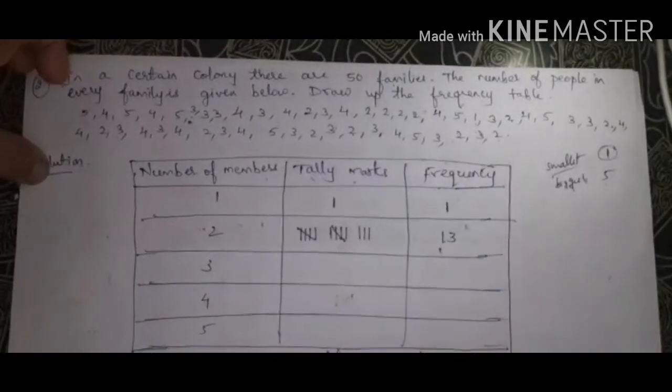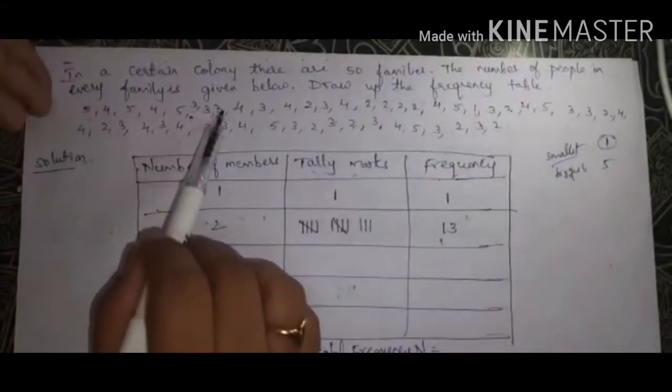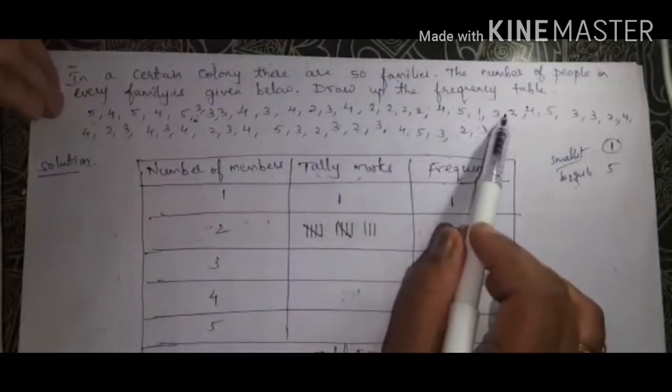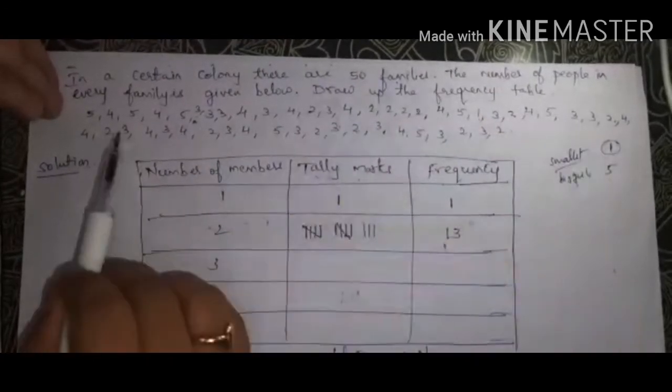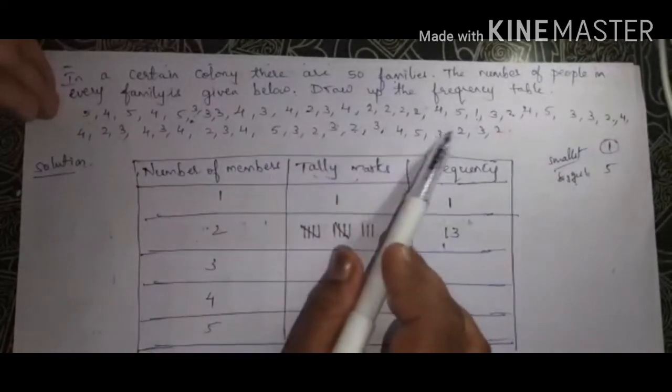So 2 is how many times? 13 times. Now 3, let us see how many times it is. 1, 2, 3, 4, 5, 6, 7, 8, 9, 10, 11, 12, 13, 14, 15, 16.